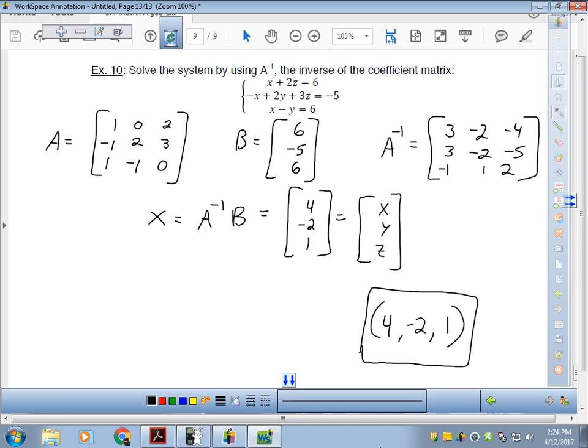So this method, using A inverse, is just another way that we can solve a system of equations. It's a slightly different way using matrices. It's different than the other way we use matrices to solve the system in 8.2, but it is an equally valid method. It is a method that you could use to solve a system of equations.